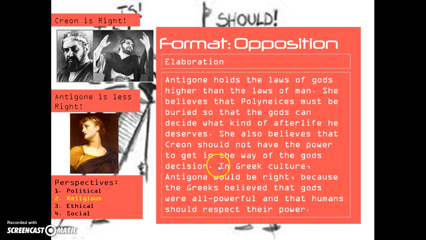Then I also continue to say that in Greek culture, she's right, because the Greeks agreed with her, that gods were more powerful than humans. Today, not everyone believes this, but back then, in Greek culture, people did believe that. So make sure to write your elaboration as a step-by-step argument that explains how your evidence proves your purpose.